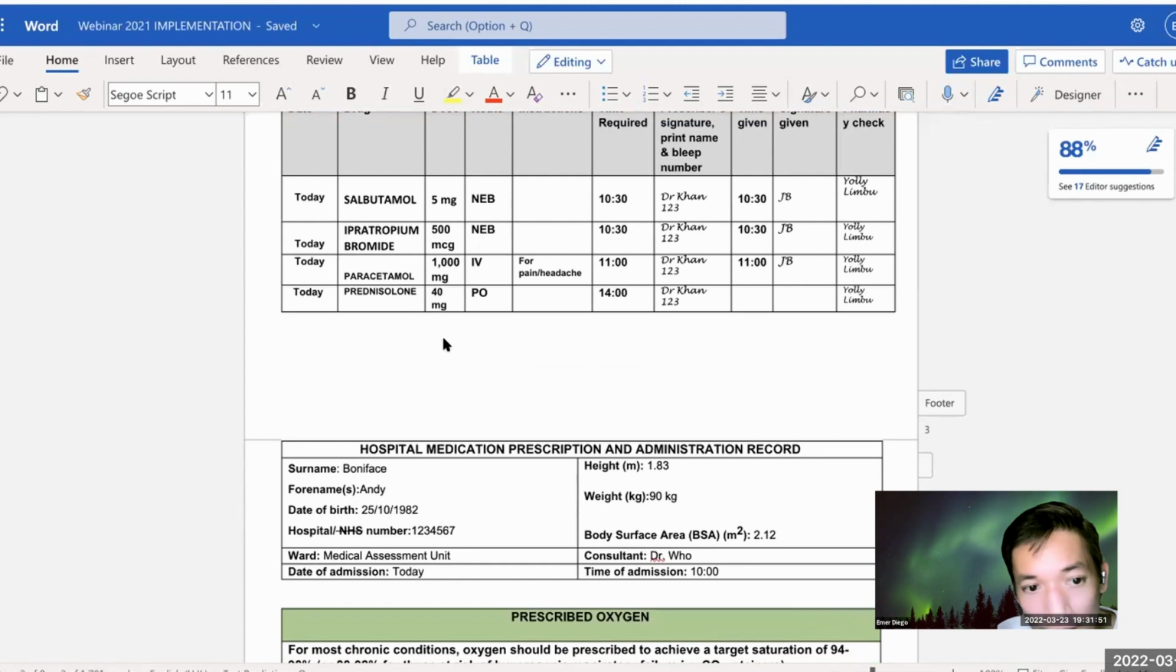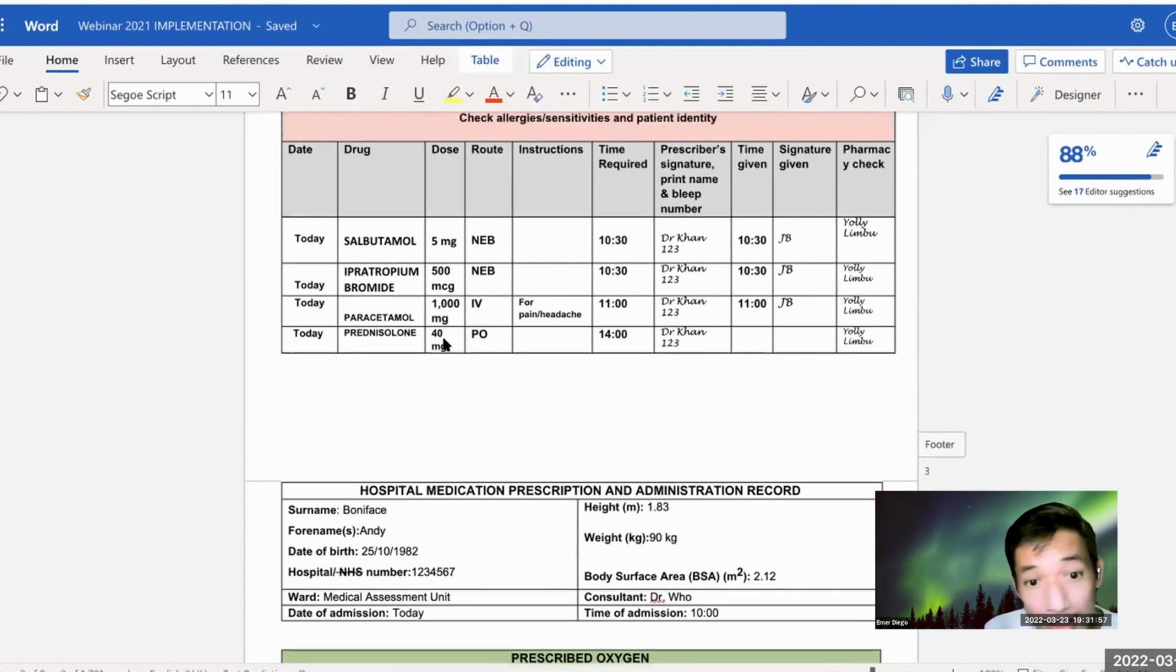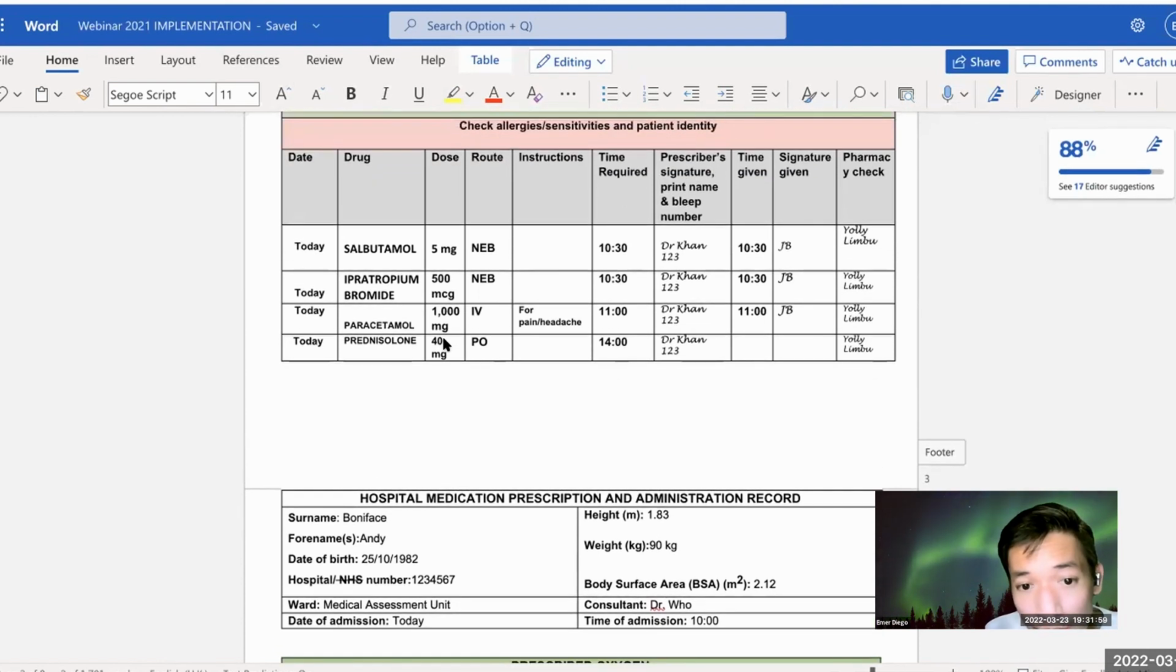Last medication is your prednisolone, 40 milligrams PO. Time required 1400, signed by Dr. Khan, bleep number 123, checked by Yoli Limbu. So based on this prescription, are we giving this or not? And what is the medication for? The answer would be yes. Okay? Yes. But check the regular medications first.